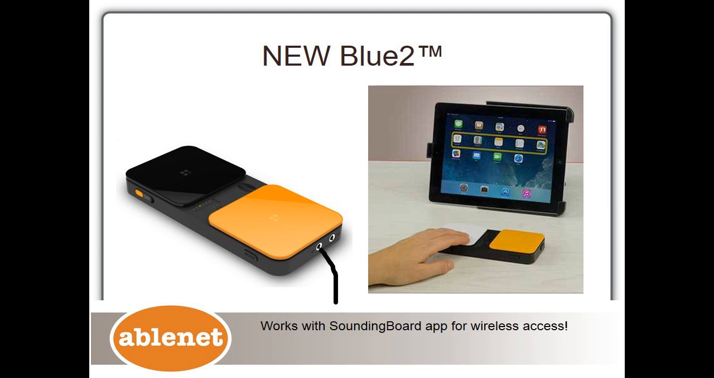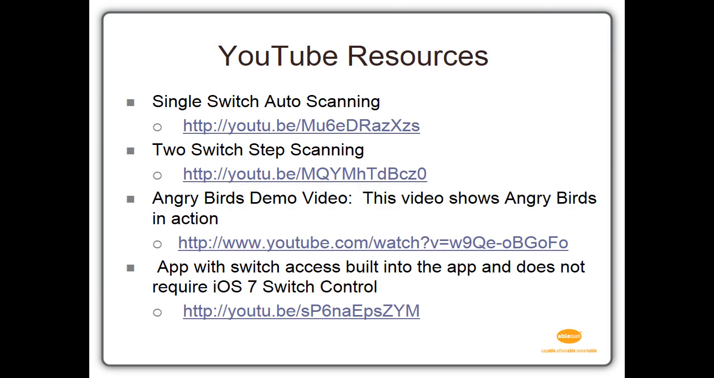You also can plug in a dedicated switch. So whatever switch your student's using, you would then be able to go ahead and plug that in. Or remember, we have the wireless switch as well. So you don't have to worry about that. It will accept those. AbleNet has come up with a number of videos that you will definitely want to take a look at. These two are in your handout, and they show you exactly how you can do two-step switch scanning, single-step auto scanning, and the setup for that.